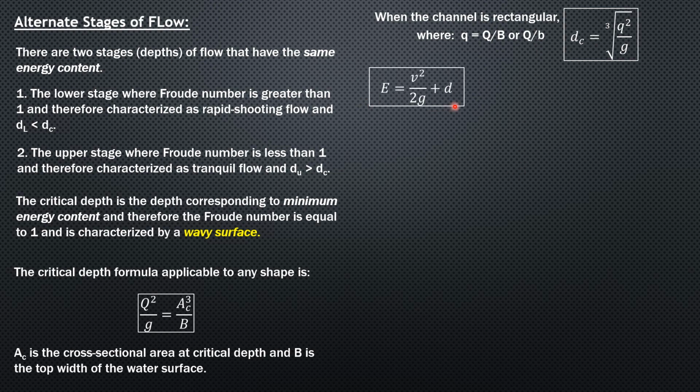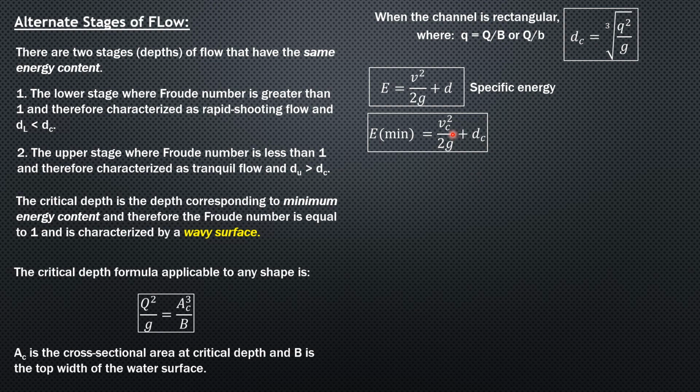This is the specific energy. So therefore, since critical depth occurs where content of energy is minimum, then it is also equal to critical velocity head plus critical depth. That's the minimum energy when the depth of flow is critical. Critical velocity head plus critical depth.